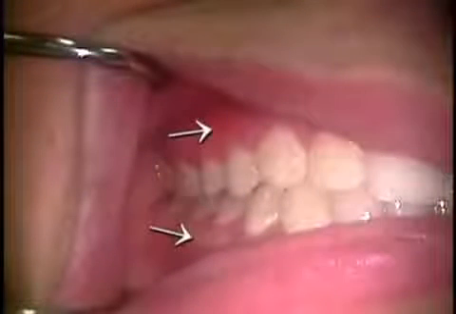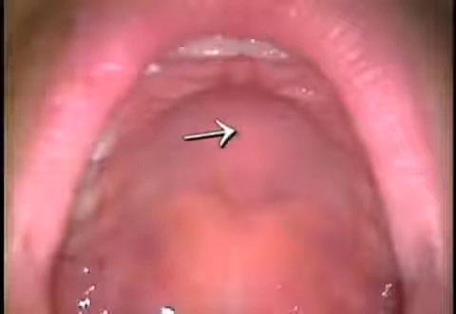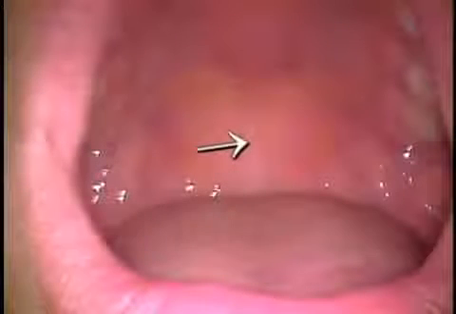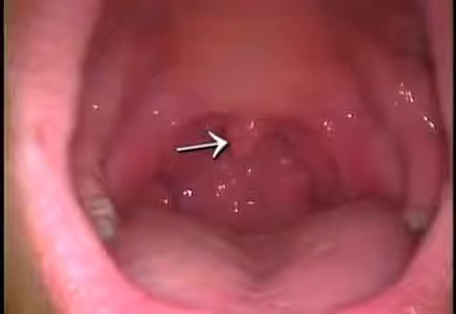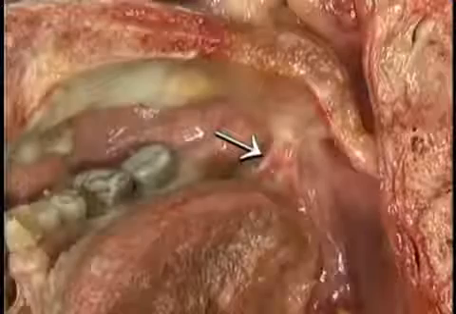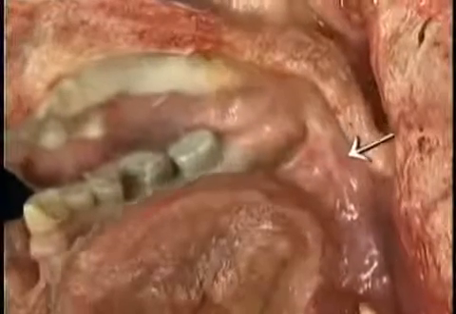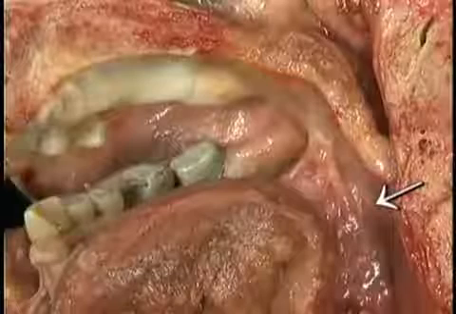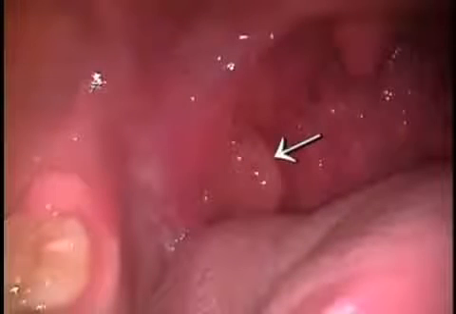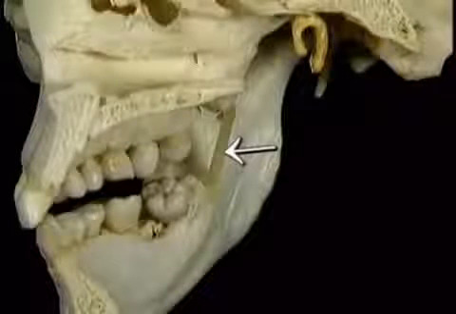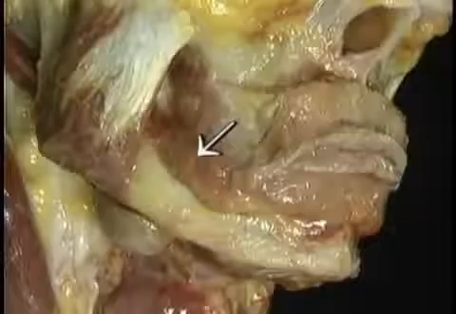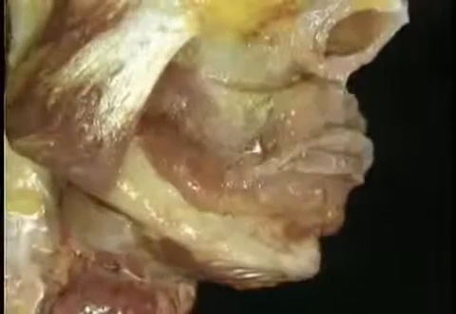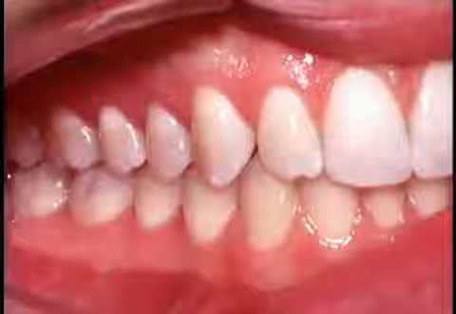Here are the gingivae, the hard palate, the soft palate, and the uvula. Here are the palatoglossal arch and the palatopharyngeal arch. Here's the tonsil. Here's the pterygomandibular band, the buccinator muscle, and the orbicularis oris muscle.